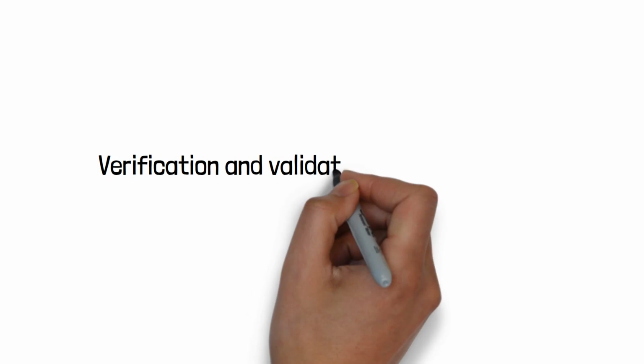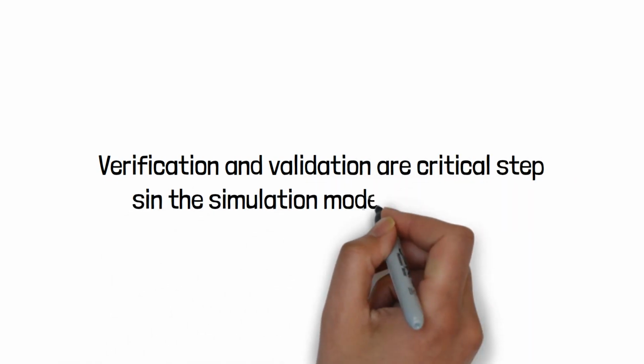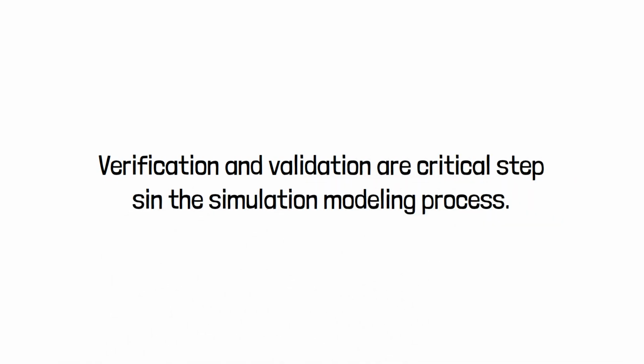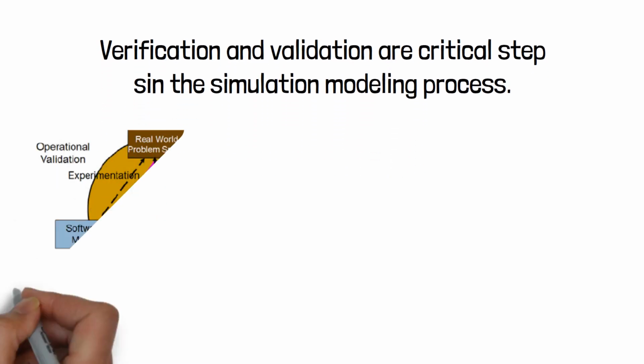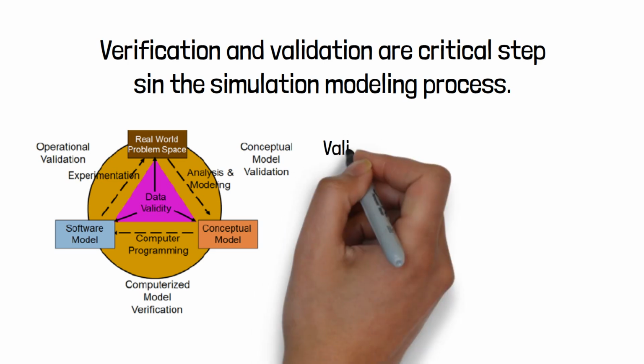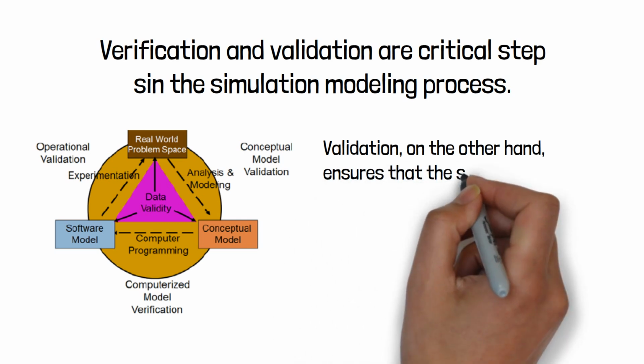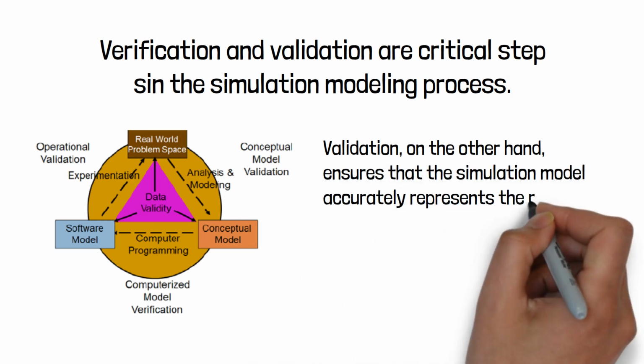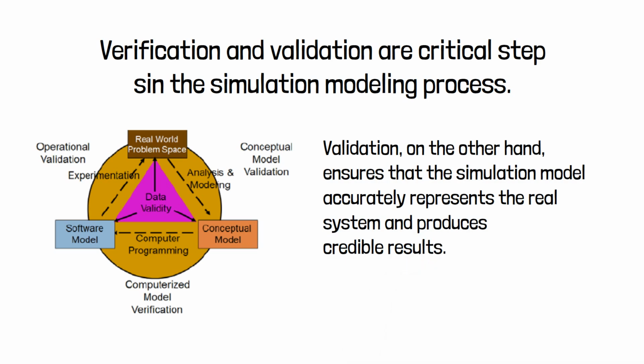Verification and validation are critical steps in the simulation modeling process. Verification ensures that the simulation model is implemented correctly and functions as intended. It involves checking that the model's logic and calculations are accurate and consistent with the real system. Validation, on the other hand, ensures that the simulation model accurately represents the real system and produces credible results. It involves comparing the simulation outputs with real-world data to ensure that the model behaves as expected.